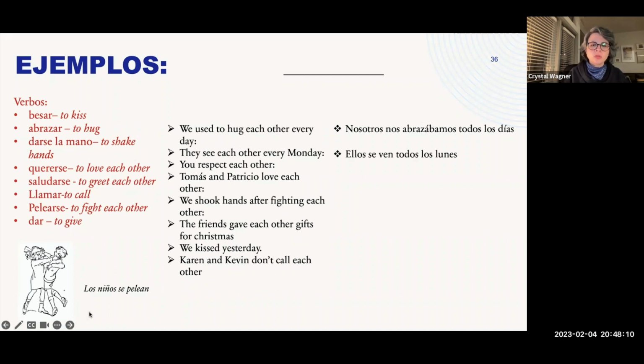Ellos se ven todos los lunes. Ustedes se respetan. Now, if you look at these two, we have two pronouns, right? Ellos se ven, and then ustedes se respetan. So depending on context, it may or may not be optional. If it's unclear who they're talking about, then sure, you can use those pronouns. If not, it's optional. Tomás y Patricio se quieren.